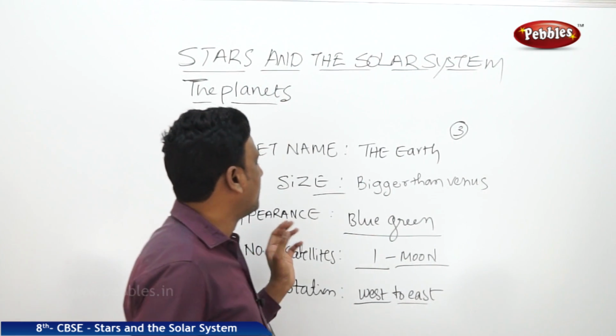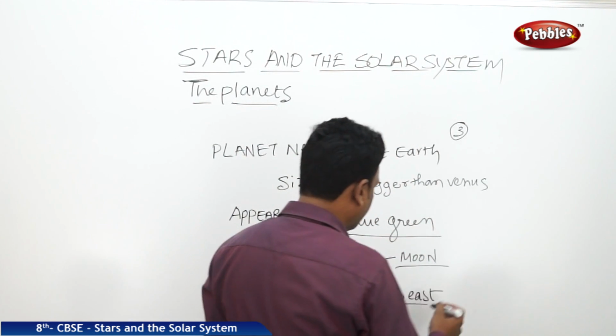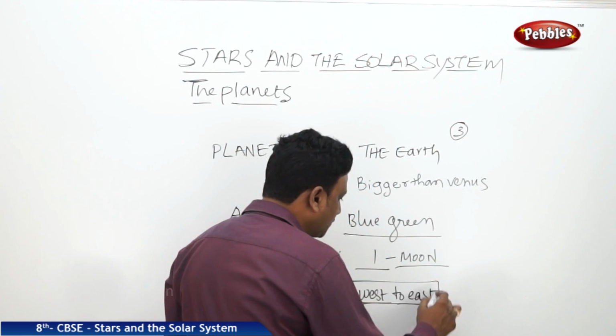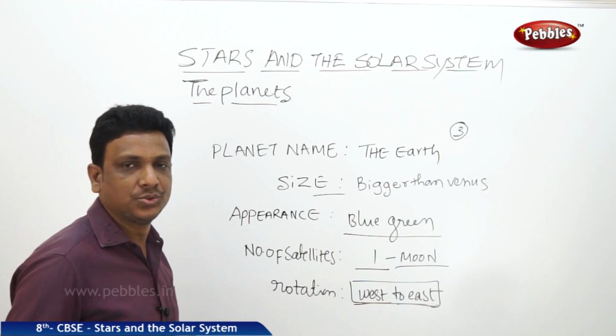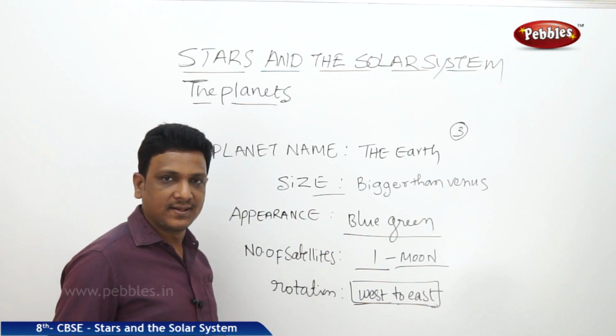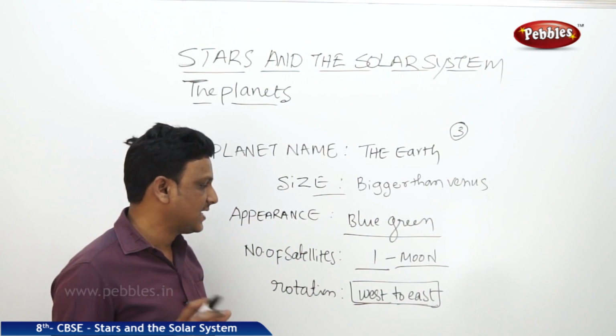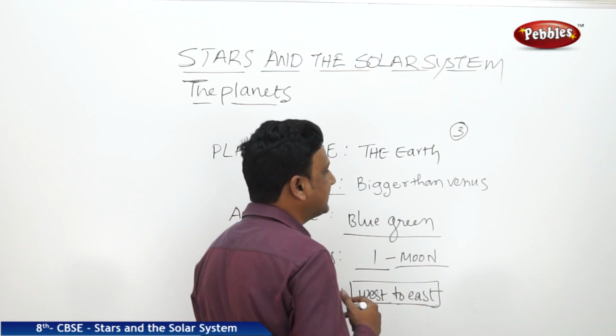There are two more important points that we have to notice or learn about the Earth. The Earth rotates from west to east. That is the reason why the Sun seems to appear in the east. The Sun seems to travel from east to west because the Earth is rotating from west to east.